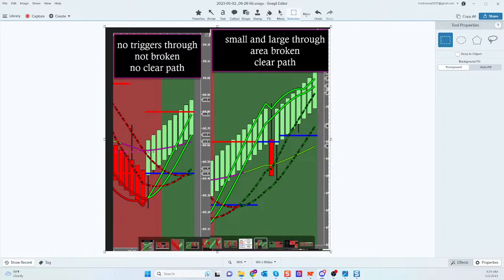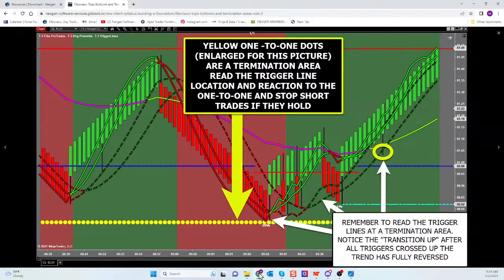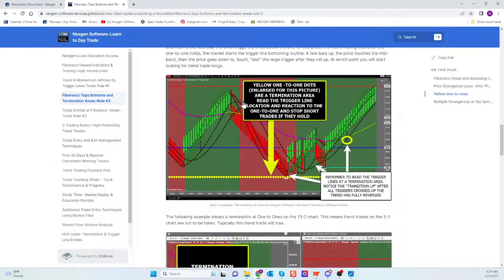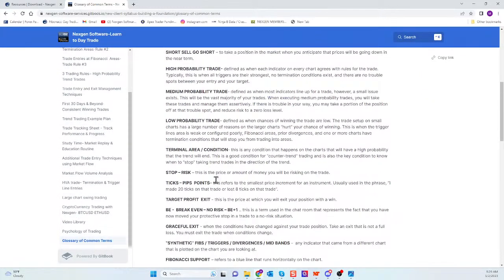And if you let it be that simple initially, guys, you're going to spend a lot of time identifying odds favorable momentum. You're going to be recognizing these clear paths. And your ability to do so after that first 30 days of study is going to bring you to what we call a medium probability trade. This feels like a little digression, but we're good, guys. A medium probability trade is defined as when most indicators line up for a trade. However, a small issue exists.